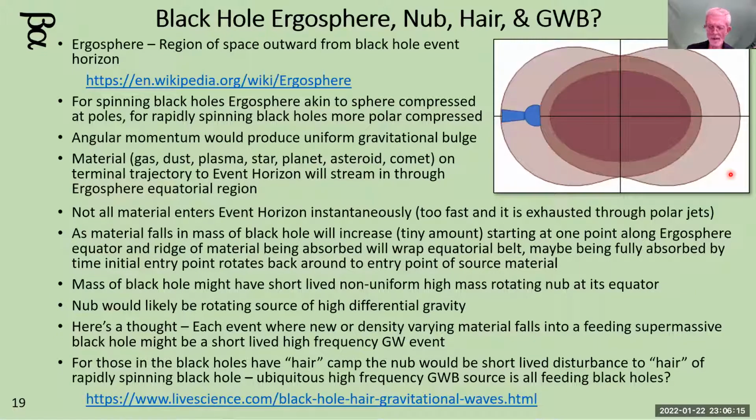ergosphere nubs, because those would be very large, very short-lived, and they would be coming from different sources at different times based upon which black holes are feeding and what they're actively feeding upon. So you would have different sources of gravity waves all over the known universe. But we shall see. Put a push pin in it.